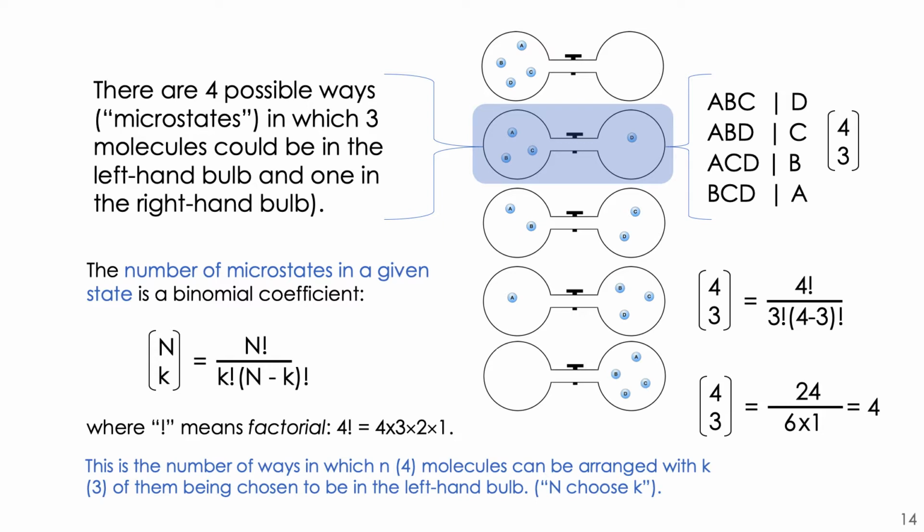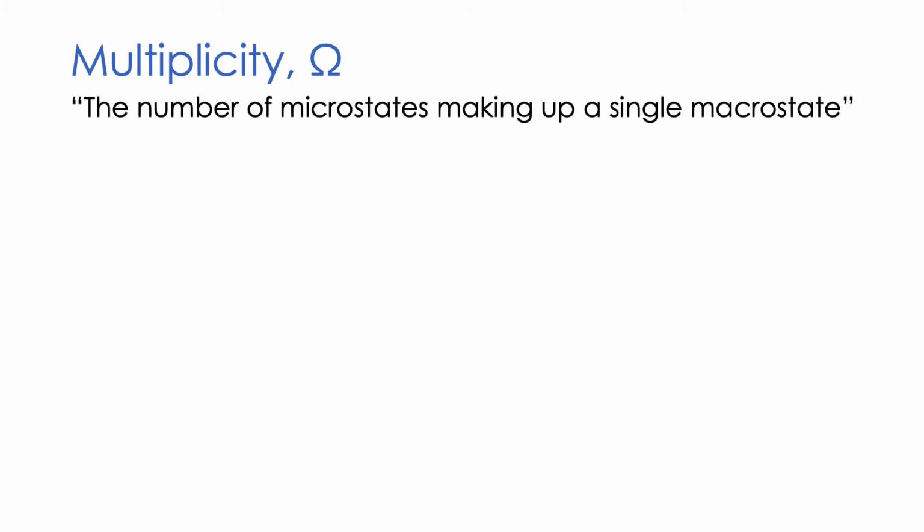Now, that helps to define something we call multiplicity, that we represent with the letter omega. Indeed, multiplicity is defined as the number of microstates making up a single macrostate. Indeed, it's the number that we just calculated.